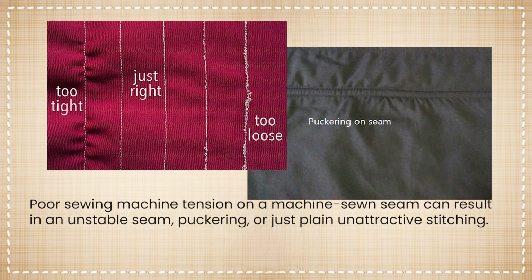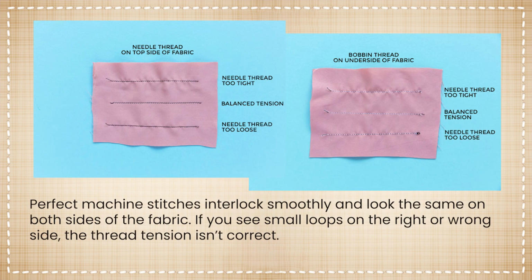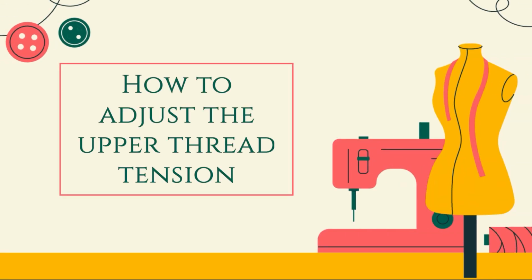Poor sewing machine tension on a machine can result in an unstable seam, puckering, or just plain unattractive stitching. Perfect machine stitches interlock smoothly and look the same on both sides of the fabric. So if you see small loops on the right side or the wrong side, that means the thread tension is not correct. So how do you adjust the upper thread tension?